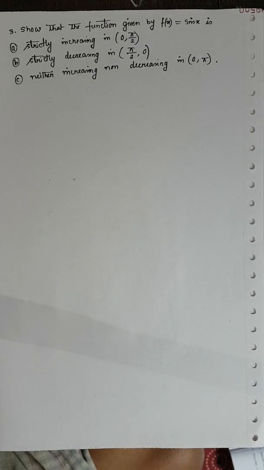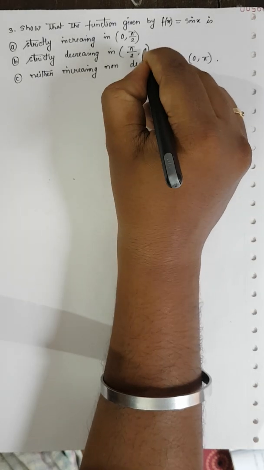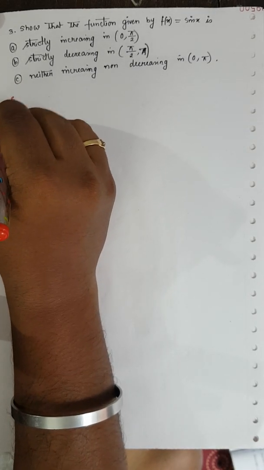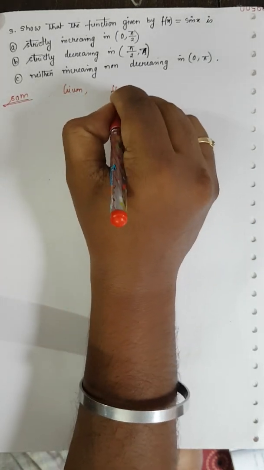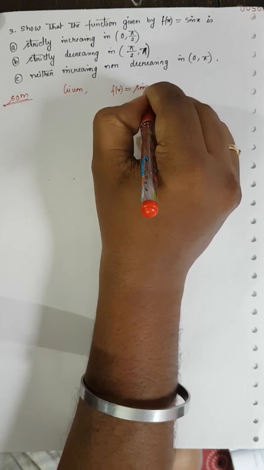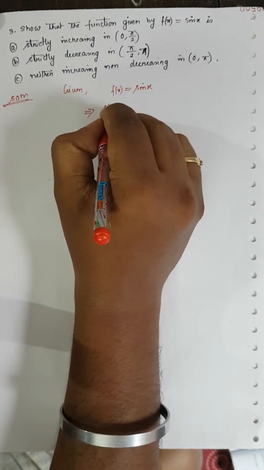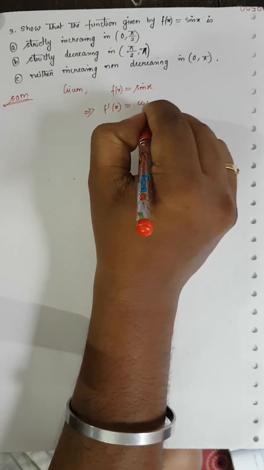Now, it is question number 3. Show that the function given by f of x is equal to sin x is, number A, strictly increasing on 0 comma pi by 2, number B, strictly decreasing in pi by 2 comma pi, and number C, neither increasing nor decreasing in 0 comma pi. So solution, it is a simple question. Given that f of x is equal to sin x, if I differentiate f of x with respect to x, I'll get f dash x is equal to cos x.